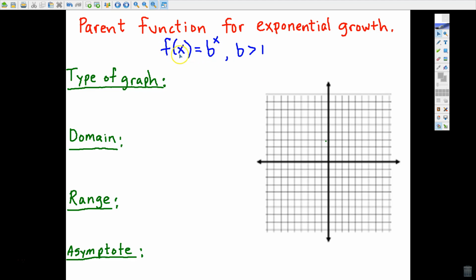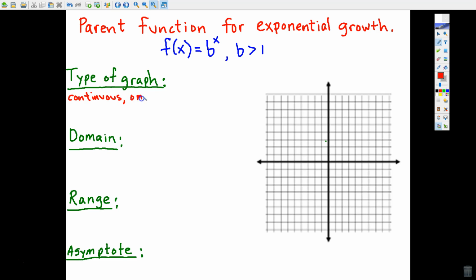Same function, it looks exactly like this, but when we change this number that we call b, then if it's between 0 and 1, then it becomes exponential decay. But today this number should be greater than 1, so we're going to be looking at the graph of exponential growth. Alright, we're going to actually sketch a sample here, but as far as the type of graph, it's going to be continuous, meaning there are no breaks. It'll flow left to right continuously without any hesitation or break in the line.